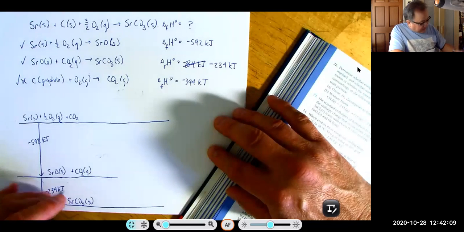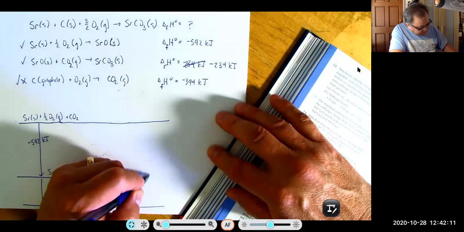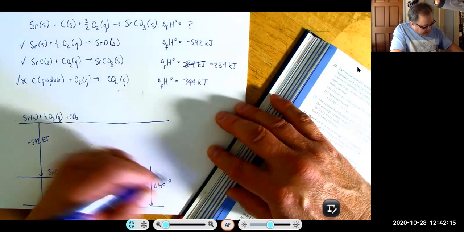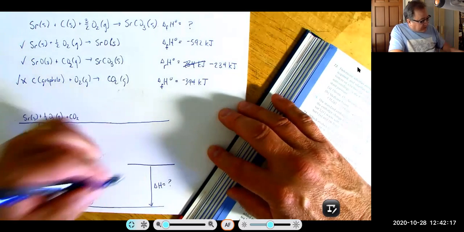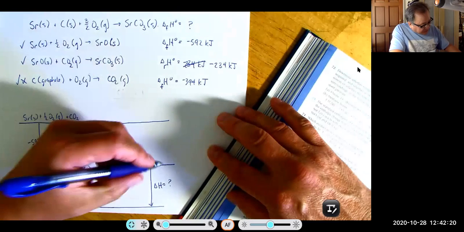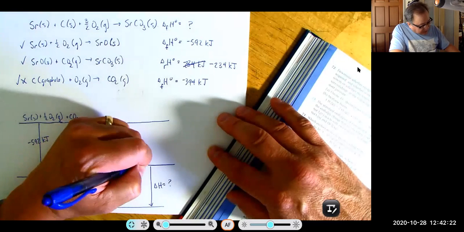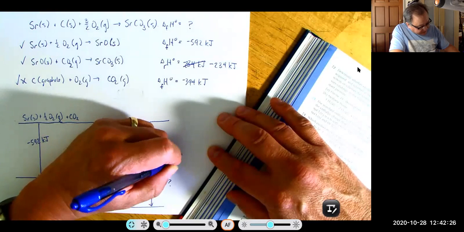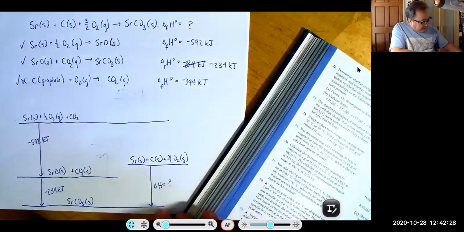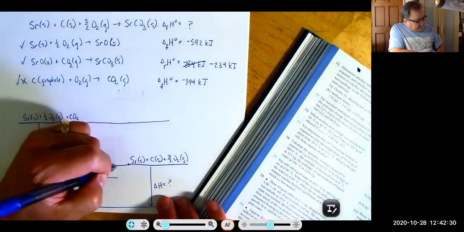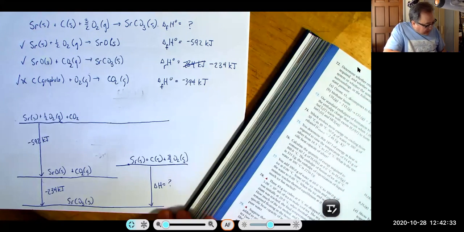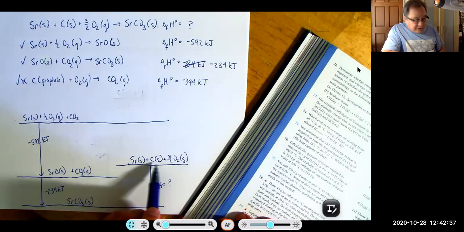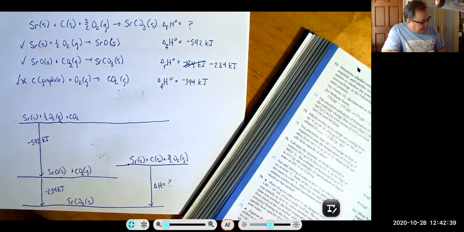And now that I think about it, this is what I'm going to do. Change in enthalpy is equal to question mark. And here I have my strontium carbonate. So here I'm going to put strontium solid plus carbon solid plus 3/2 O2 gas. So that's what we want to figure out. And here I have 1 strontium, 1 carbon, and 3 oxygens. So I'm still balanced, right?